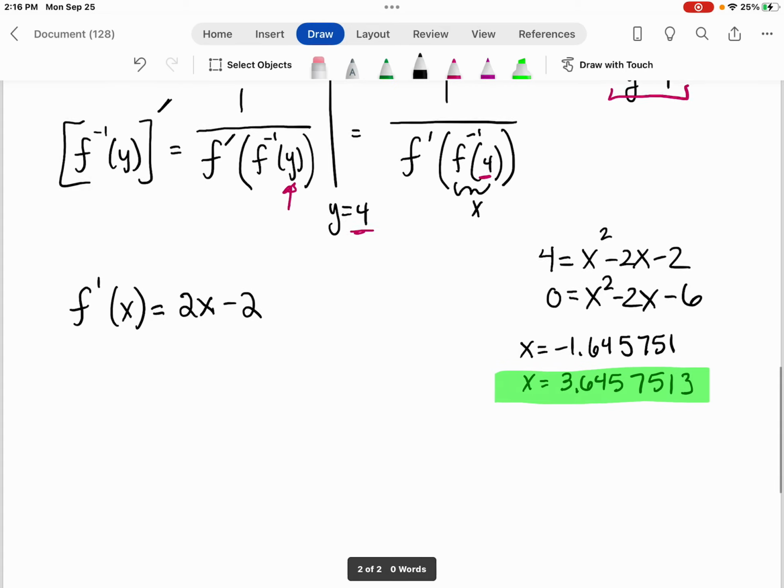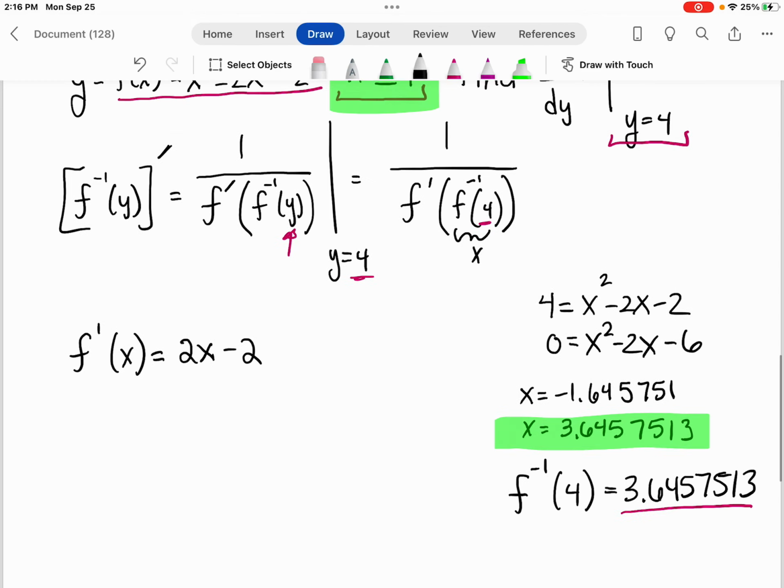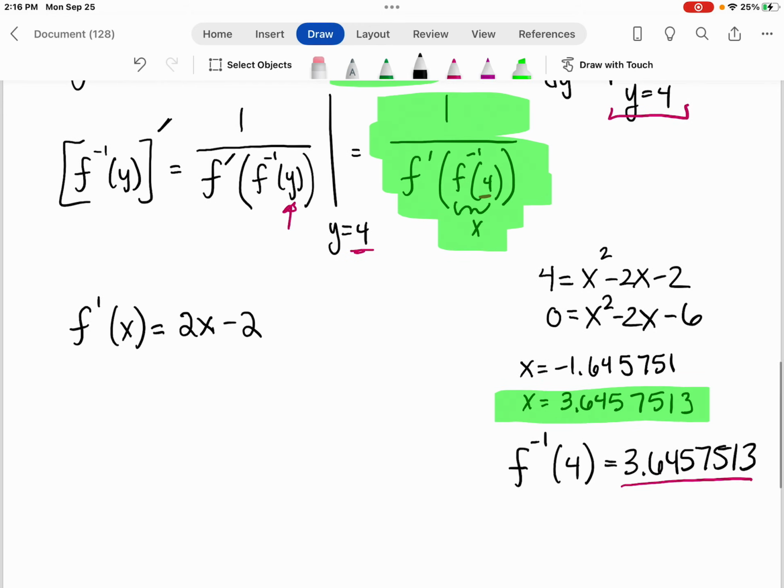All right, so what that means is I know that the value f inverse of 4 is equal to 3.6457513. I know that answer is this. So now I've got everything I need, and this is what we're trying to do right here. We just found all the pieces to it.